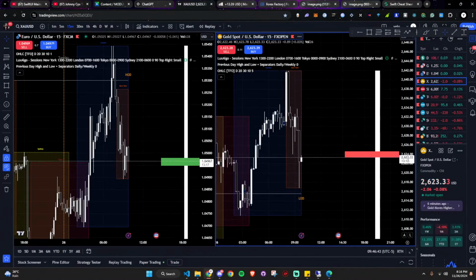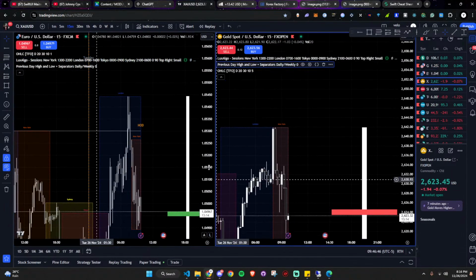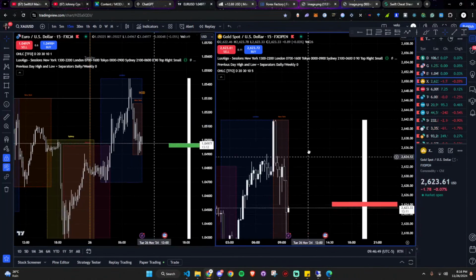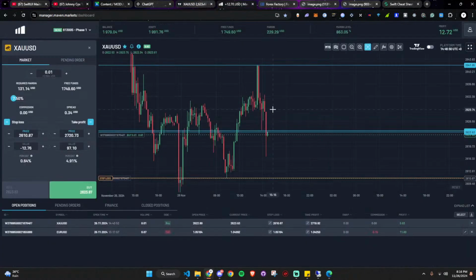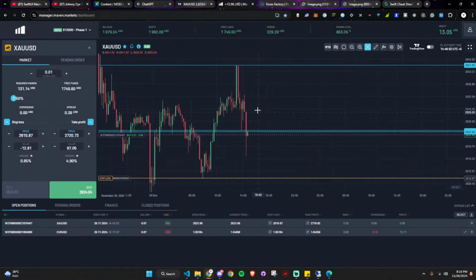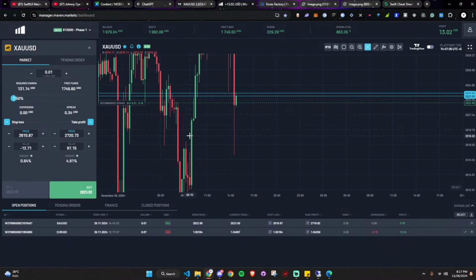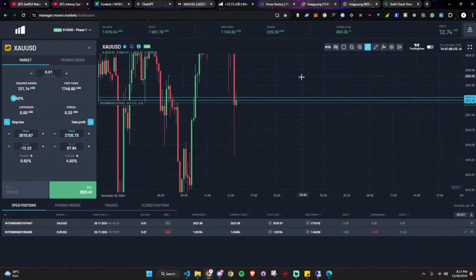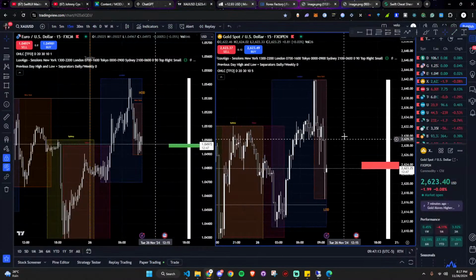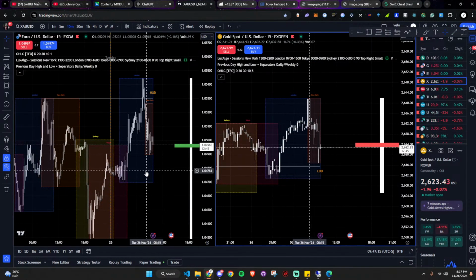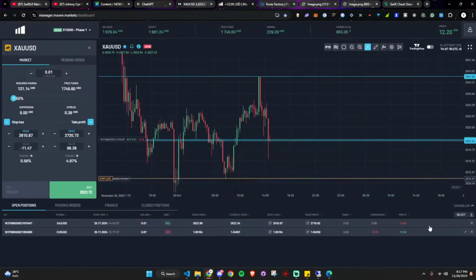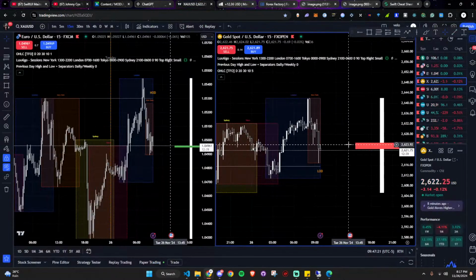Okay. So I have to hold this for a while and see if I can get an inverse fair value gap over here. And if it does, then yeah, because it's rejecting this level. See? It's okay.